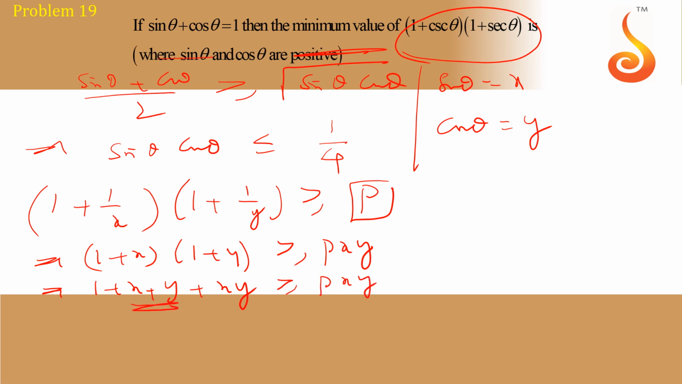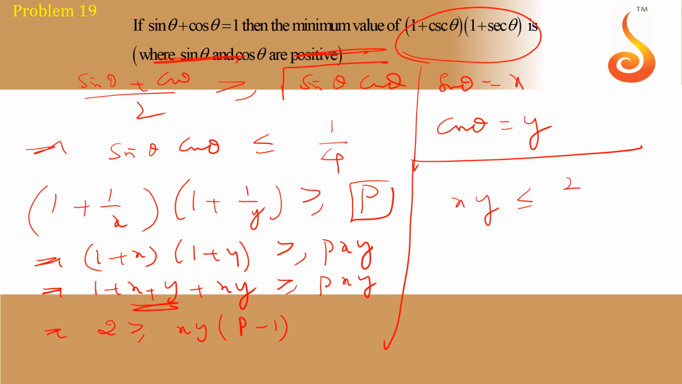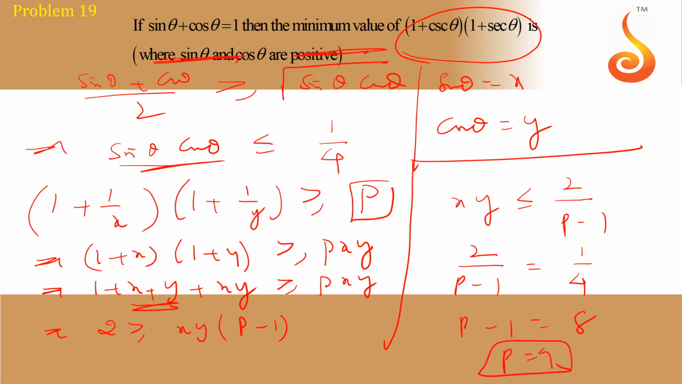So x plus y is 1. 1 plus 1, 2. So 2 is greater than or equal to xy into (p minus 1). So what we will get? xy less than or equal to 2 by (p minus 1). So can I say xy less than or equal to 1 by 4 means 2 by (p minus 1) should be equal to 1 by 4. Then p minus 1 is 8, p equals 9. Means the minimum value of this is always greater than or equal to 9. Minimum value is 9.